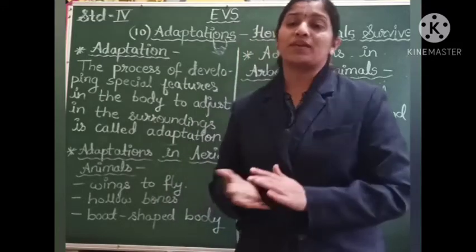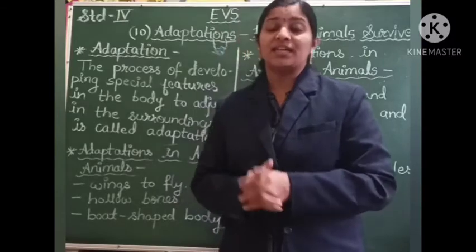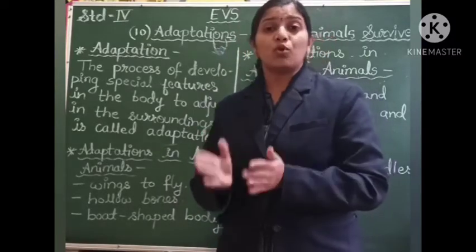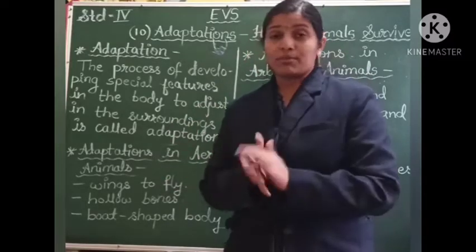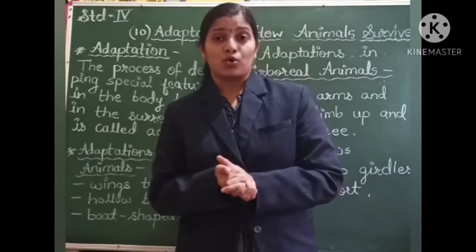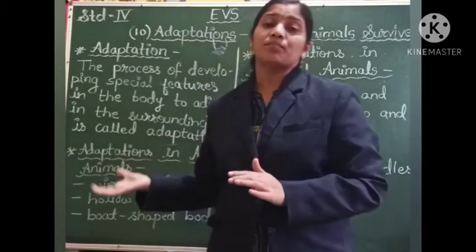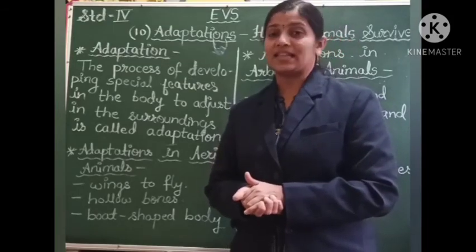So in short we can say that the body of a bird is very lightweight. It has wings, its bones are hollow, and the shape of its body is like a boat, and so it makes it easier for the aerial animals, or the birds, to fly high in the sky.